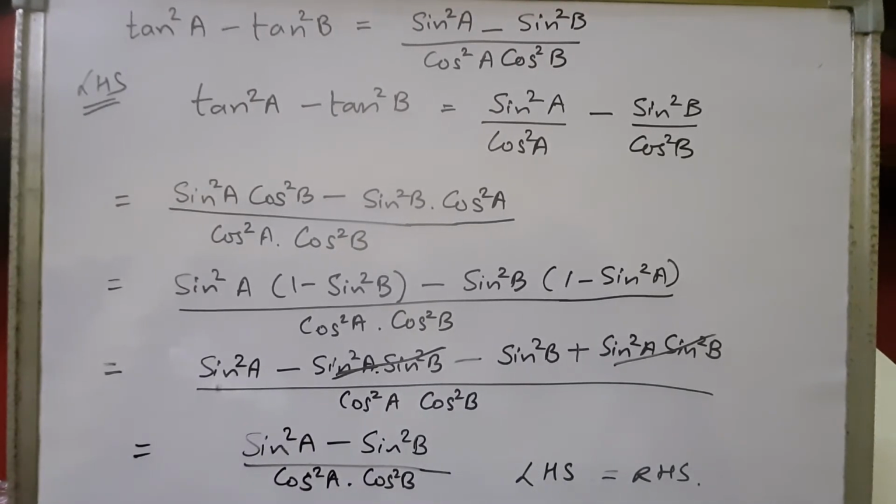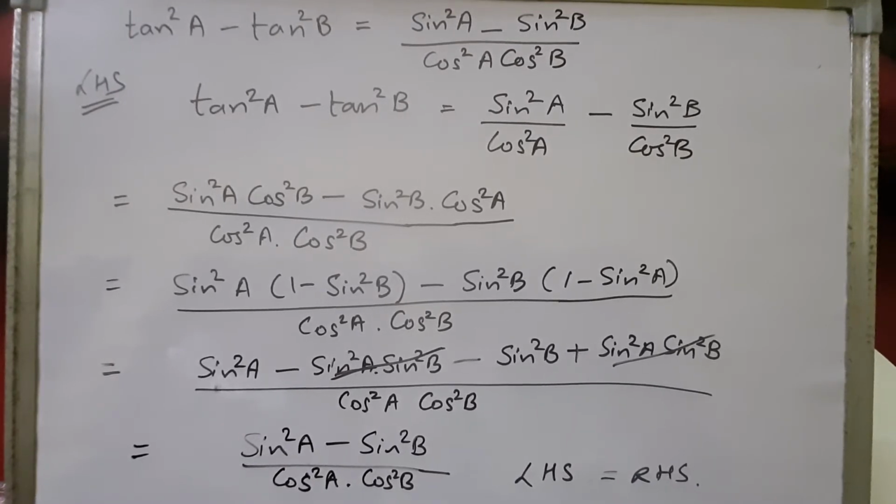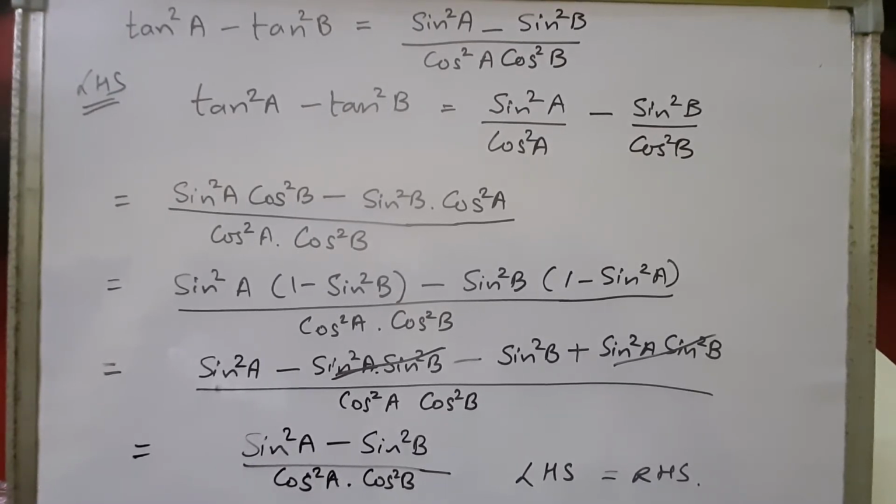Let's see another sum, children. In this sum, the question says prove that tan square a minus tan square b is equal to (sin square a minus sin square b) upon (cos square a cos square b). Now again we are going to solve one side and try to find the other side, right? And then we say that both the sides are equal. With the help of trigonometrical relations, we'll pick up the left hand side, simplify it, and then prove it to the right hand side.